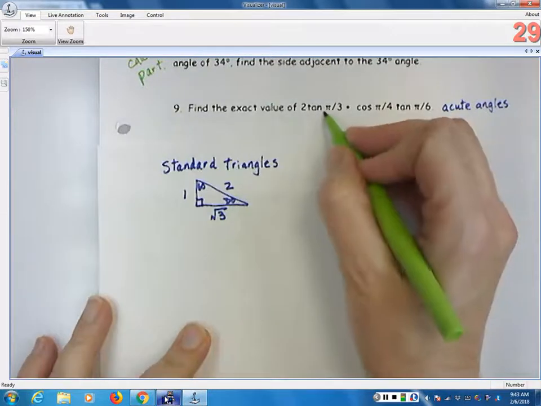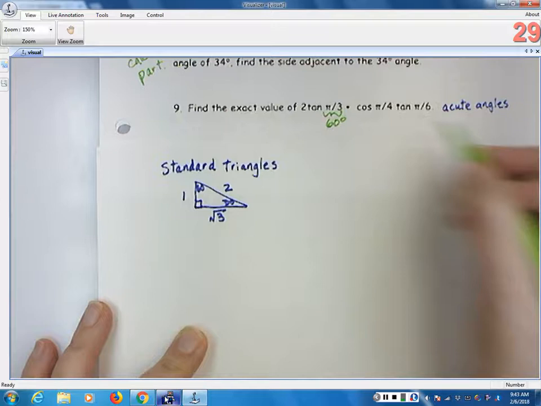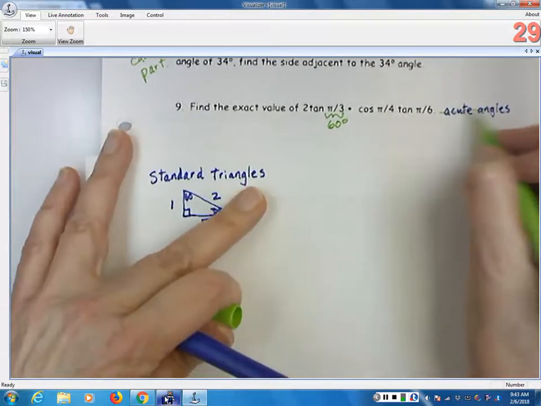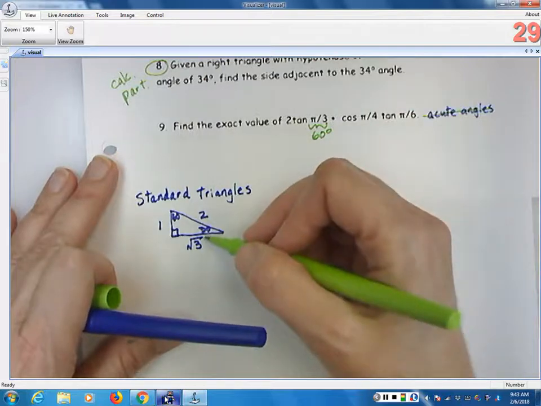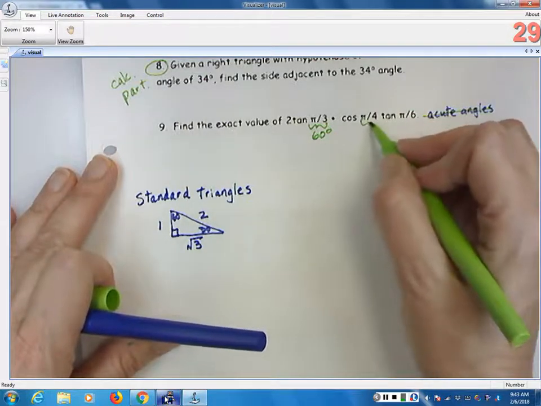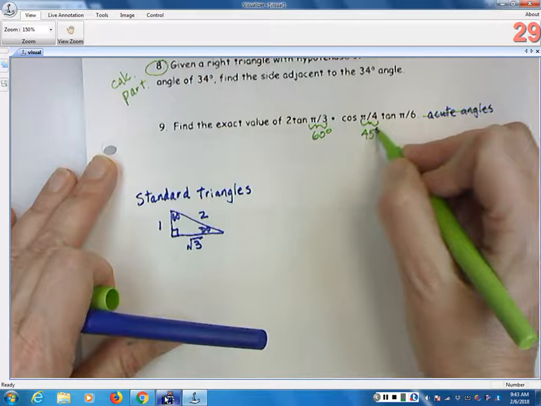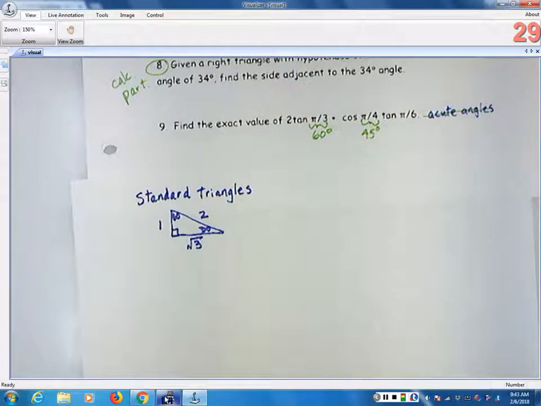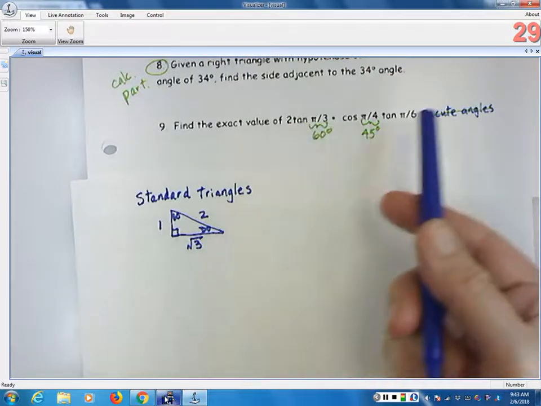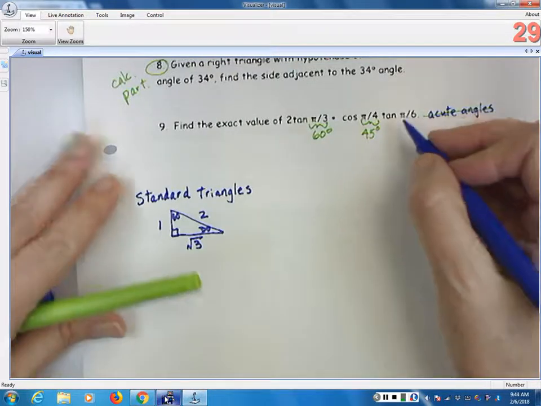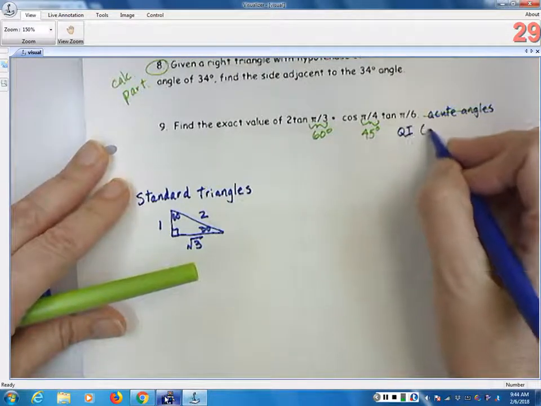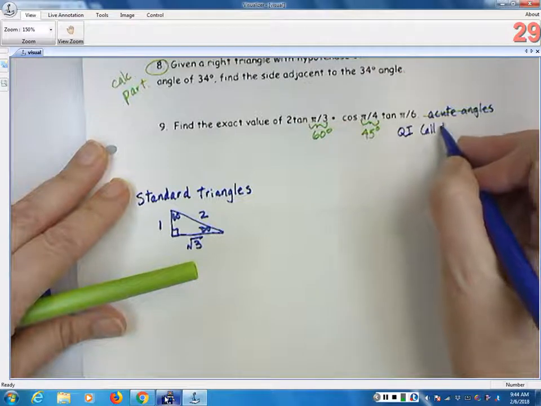Pi over 3 equals 60 degrees. I don't tell you this, but they are acute. I drew the picture that way, but it's okay. And this is 45 degrees, pi over 4. So they are acute angles in quadrant 1. Tangent of this and tangent of that and cosine, they'll all be positive. All trig functions are positive in quadrant 1.